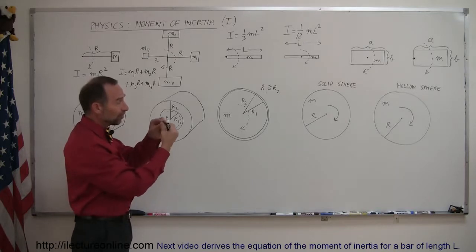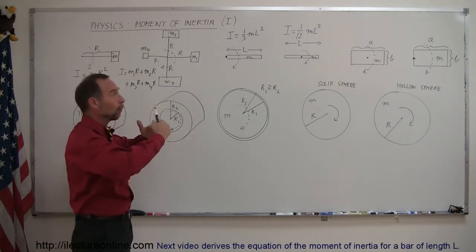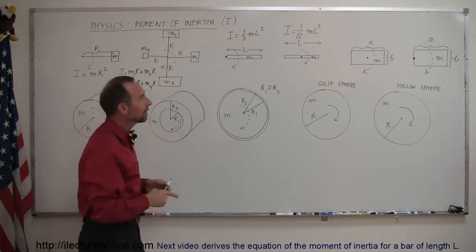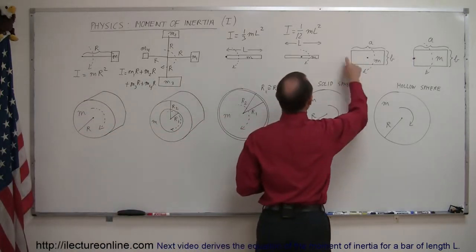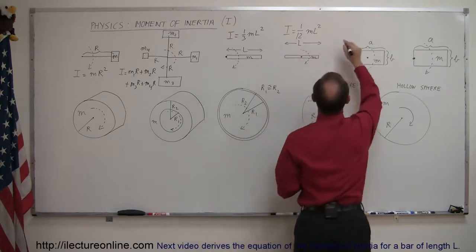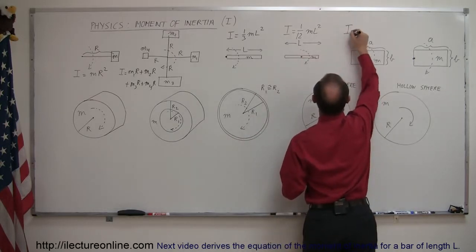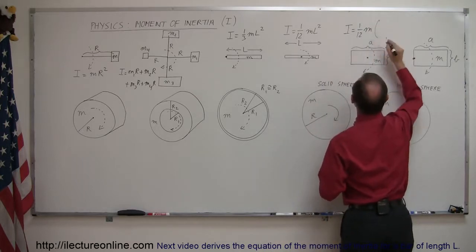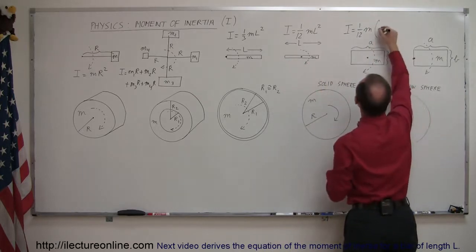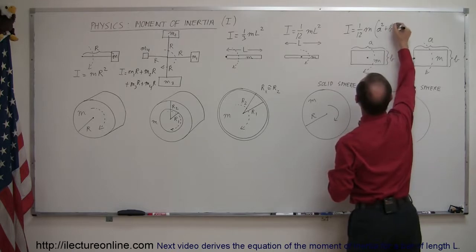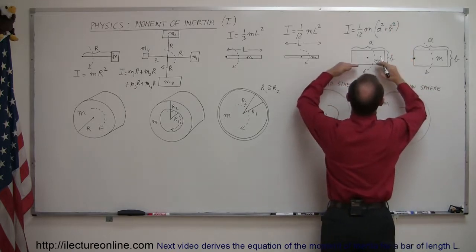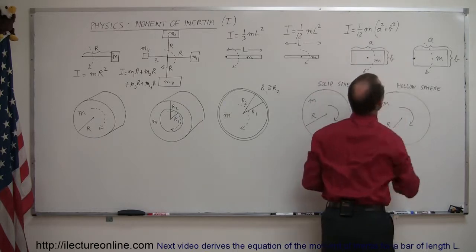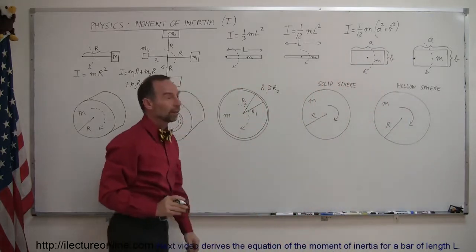Now, what if the bar is not a thin bar like that? What if it's kind of a wide bar, like a wooden plank that's rotating about the center of the plank like this? Well, then this equation becomes I is equal to 1/12 the mass of the plank times, instead of using L squared, we use A squared plus B squared, because then the mass is distributed away from the point of rotation this way and this way, so that becomes the equation right there.